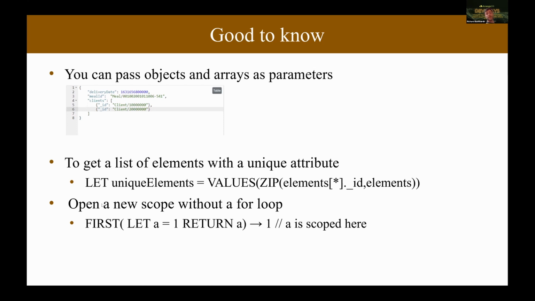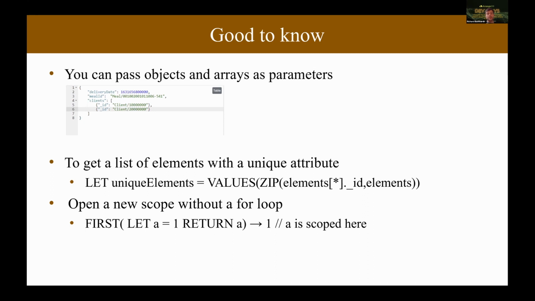If you want to open a new scope, you can do that by just returning a value in brackets. This is handy when you use code snippets that you want to test separately. That's what I was talking about in the beginning of the talk.